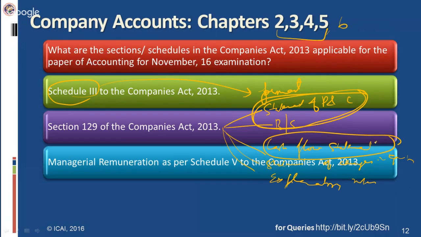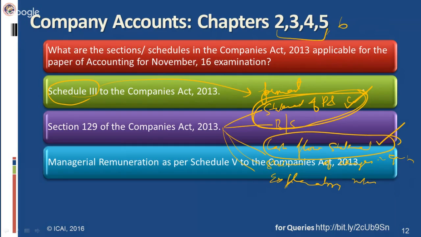And the cash flow is again a separate unit which we are covering in chapter 2 unit 2, and that is completely based on the provisions of AS 3. Till now, it's important to note, whatever questions have been asked in the examination are based on these 2 items only.